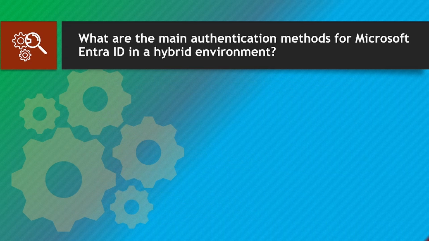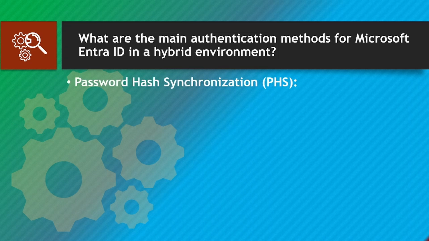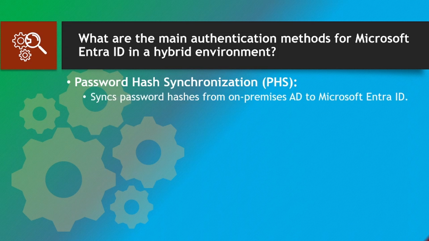Moving to the next one. What are the main authentication methods for Microsoft Entra ID in a hybrid environment? Password hash synchronization (PHS) is one of the main authentication methods. What it does is synchronize password hashes from on-premises AD to Microsoft Entra ID. So passwords for the user accounts which we have on-prem in Windows AD would be synchronized to Entra ID, which is on Azure. Next, authentication happens in Microsoft Entra ID. Since Microsoft Entra ID has the passwords or credentials of the users, it can authenticate there itself. It does not have to send the authentication request to Windows AD.